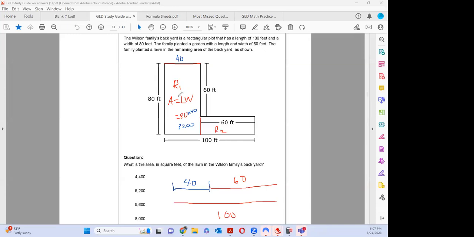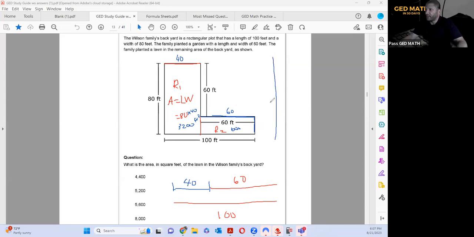Now, when we talk about feet, it's 3,200 feet squared. Now, let's look at this second rectangle. Again, it's easy to tell what the width is. It's 60. That's easy. So 60 times, but how do we tell this piece right here? Well, we're going to do the same thing.